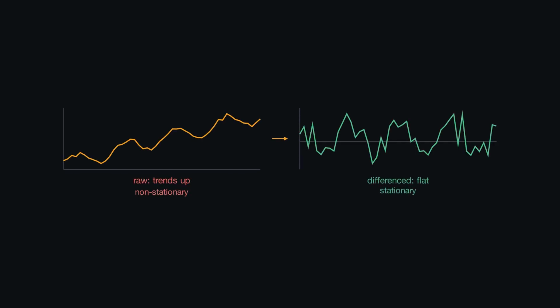One more idea you will hear a lot: stationarity. Most models want a series whose behavior stays steady over time. A trending line does not, but subtract each point from the one before, and the trend flattens out into something steady and stationary, ready to model.